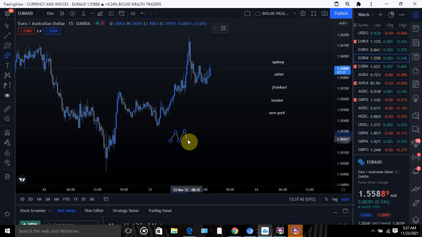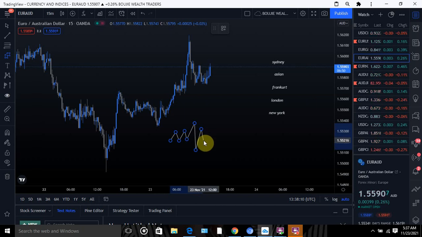The opening of the Asian. What the Asian session usually does is either break the high or the low of the Sydney. So it will break the high or the low of what? Of Sydney. The high and the low of Sydney, then we create a range.